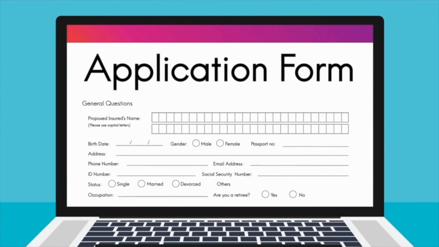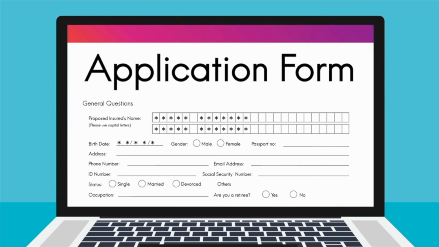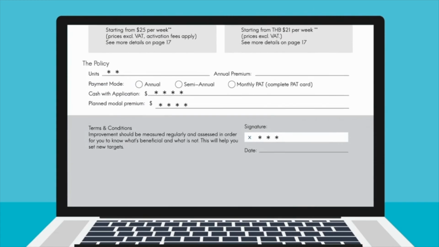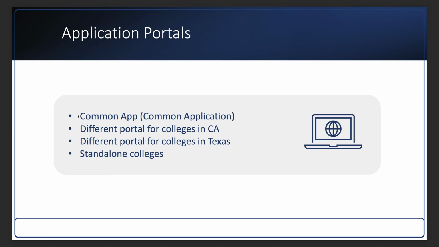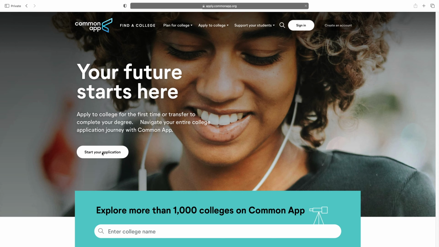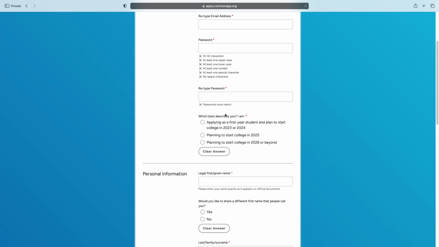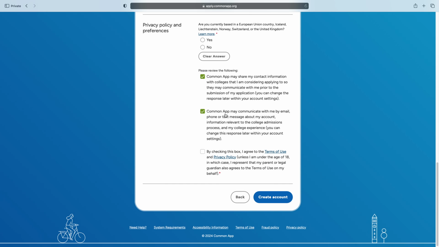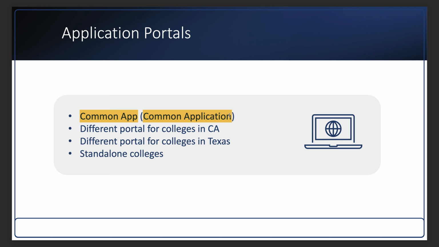Now all the applications are sent online. There are many different online platforms that different universities use to invite admission applications from the students. The most common is the Common App, also known as Common Application. This is basically a website where you can fill up an online application form and send your application to different universities. The beauty is you just have to fill the application form once and that's it. And you can apply to multiple colleges in the US. That's why it is called Common App or Common Application.